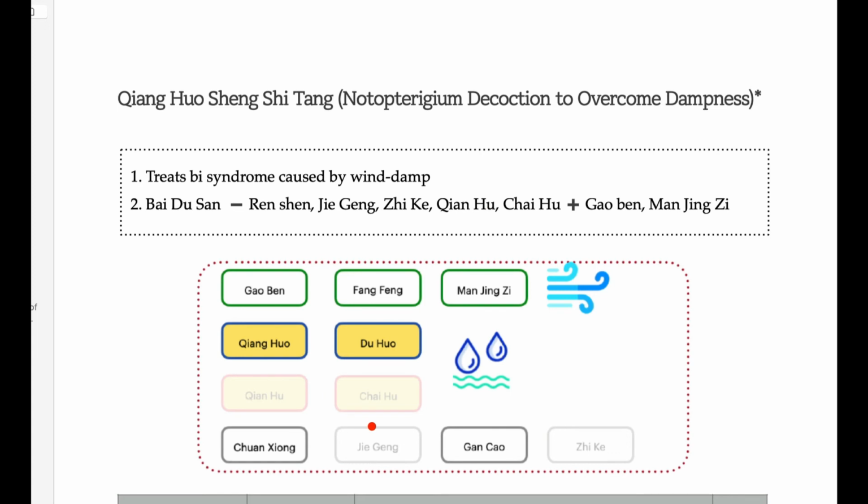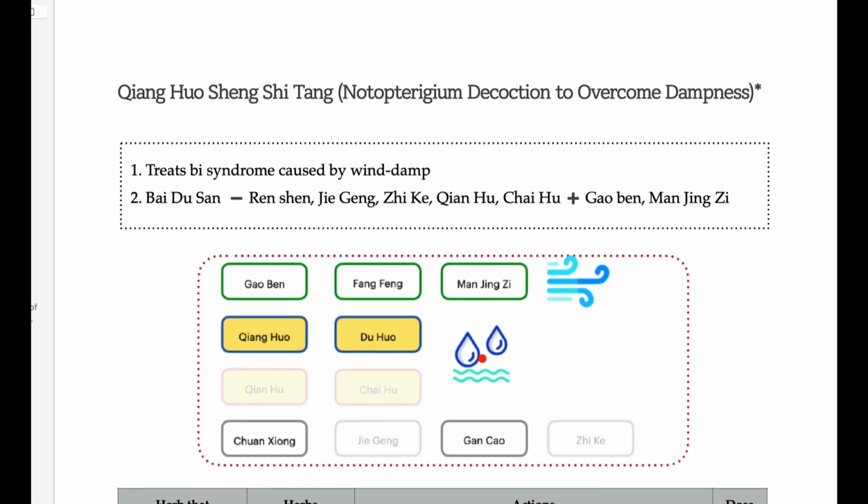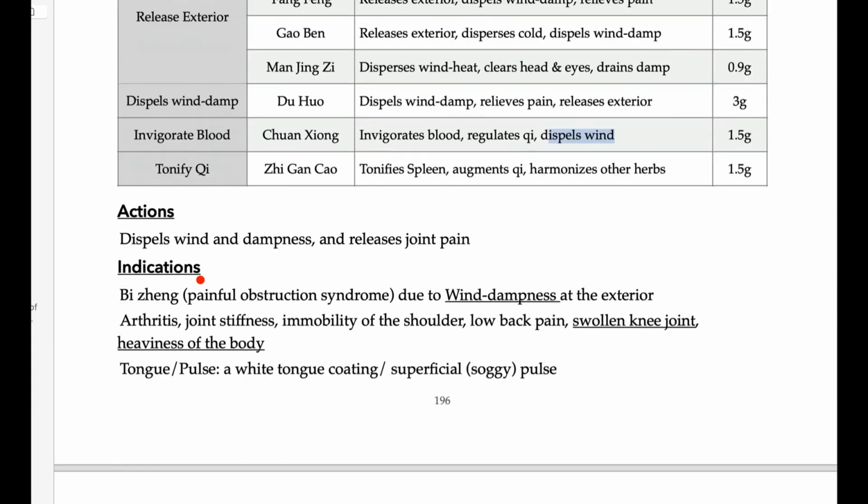So this formula, Qianghuo Shengshi Tang, is similar to Baidusan without Renshen, but it is more focused on pain. Baidusan actually treats cold, but Qianghuo Shengshi Tang is more focused on pain. That is the difference. So the action: dispels wind and dampness and relieves joint pain. Bi syndrome, painful obstruction syndrome due to wind and dampness.